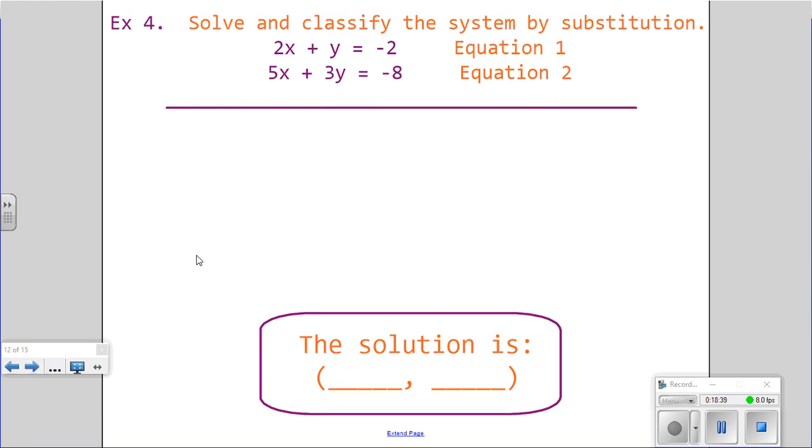Try this example on your own, and that concludes our lesson for today.